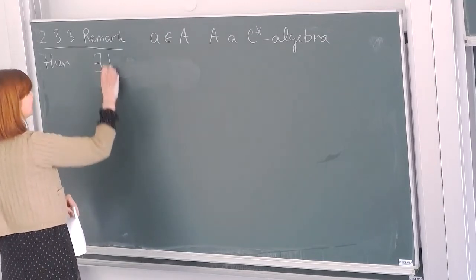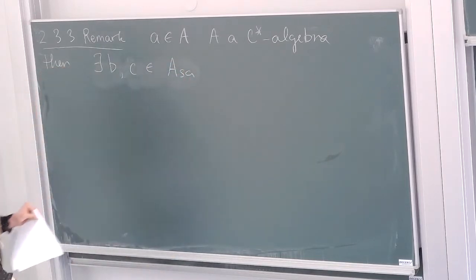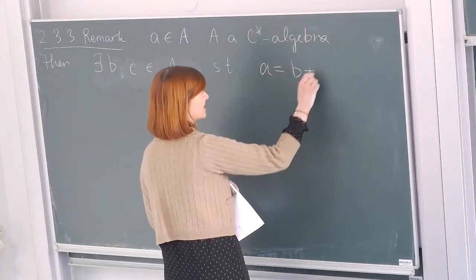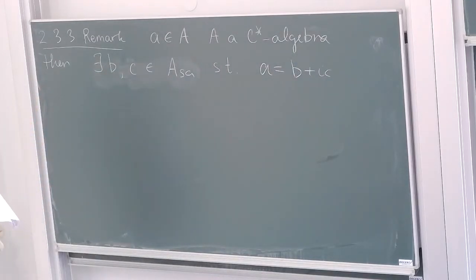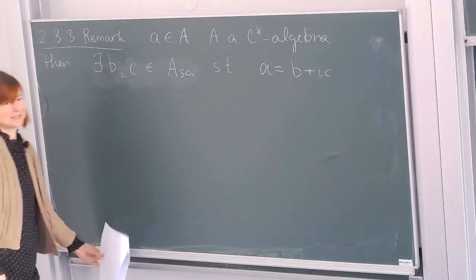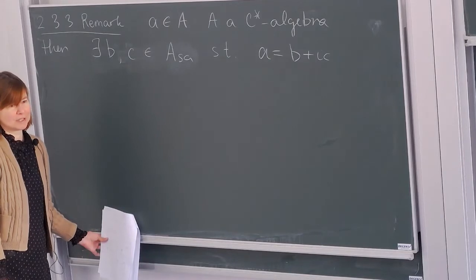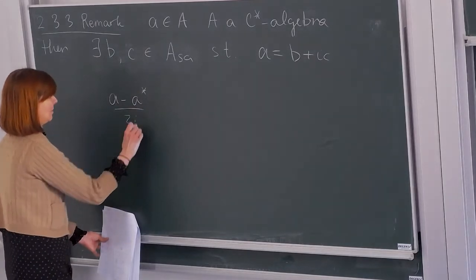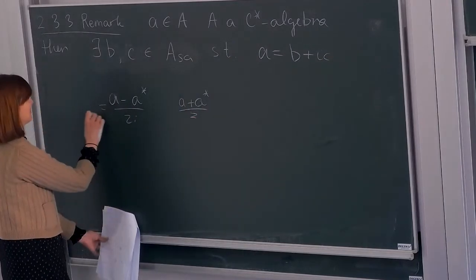Then we can always find two elements, B and C, that are self-adjoint, such that A is equal to B plus iC. I was about to try to write down what they were, but it seems I have a minus sign problem, which is too early for me to fix. But then you divide by 2i. And then, I guess the other one is A plus A star over 2. Okay, so this is B.